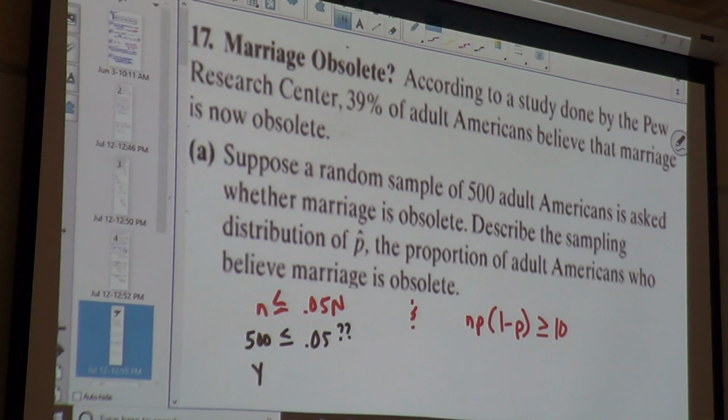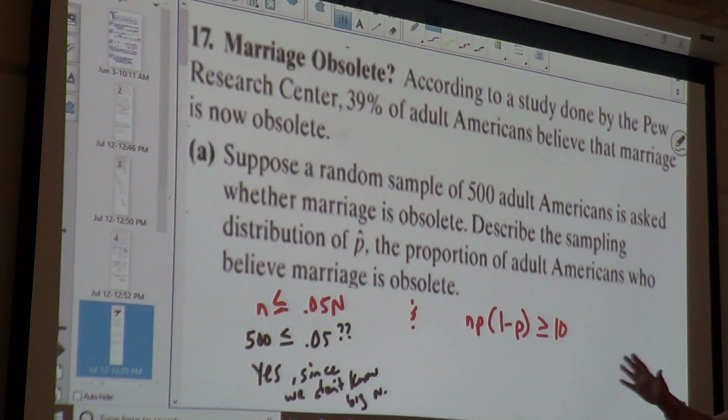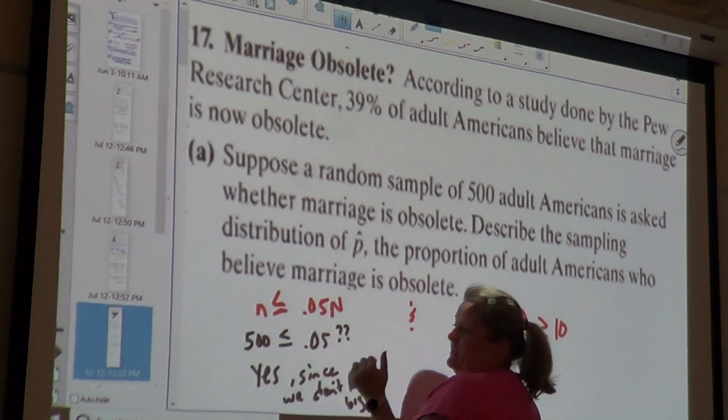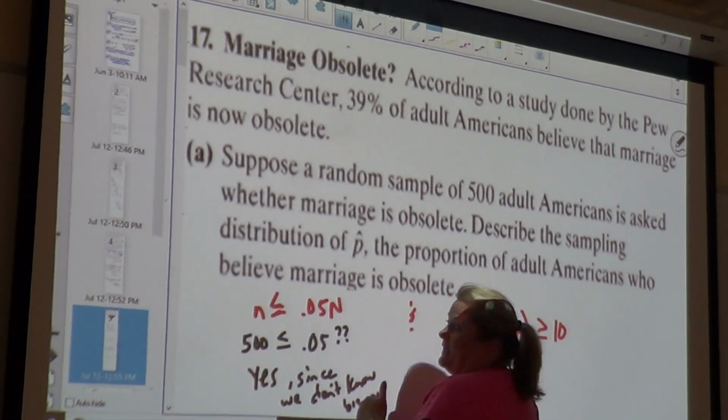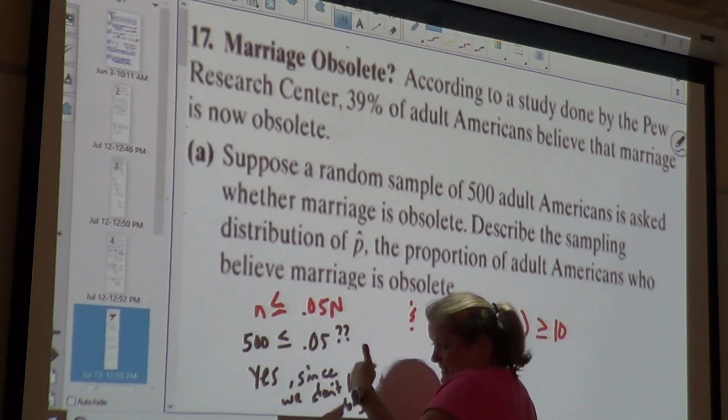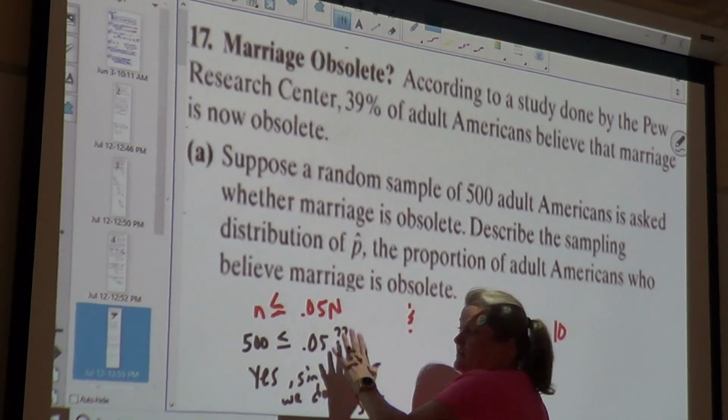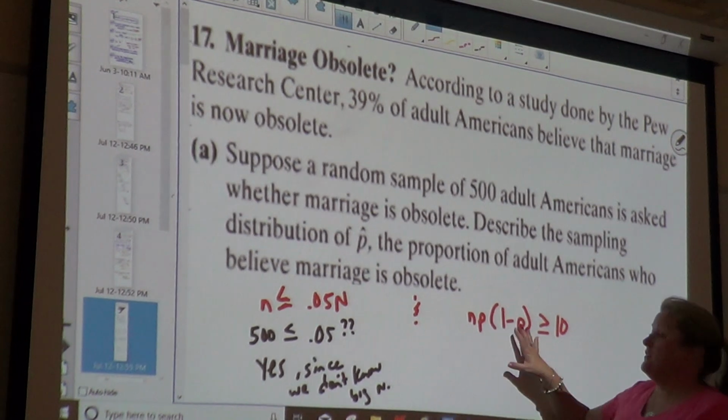Now, this one says to go ahead and say yes, this is true, since we don't know big N. On the test, I'm going to tell you little n and big N. I'm not going to give you one like this. But for this one, they say go ahead and say yeah, even though we don't know what big N is. I don't know why they say that.